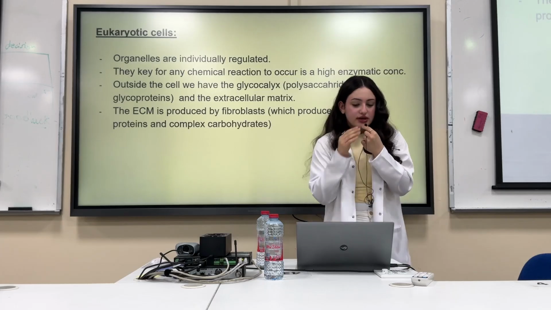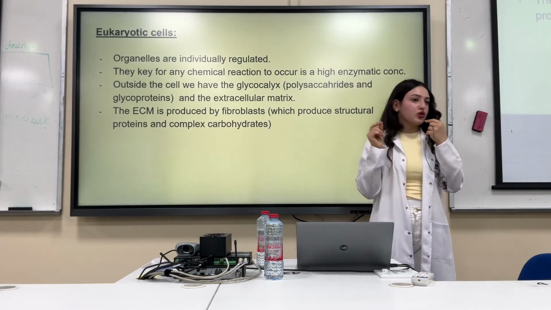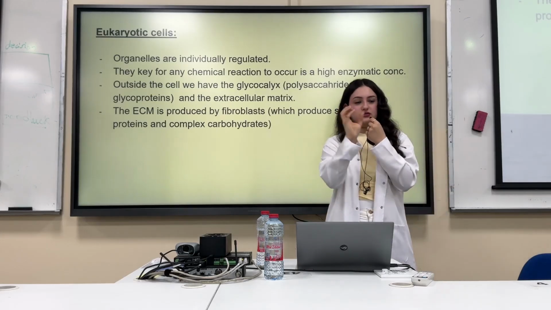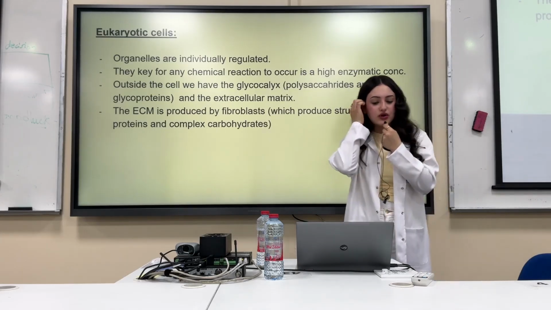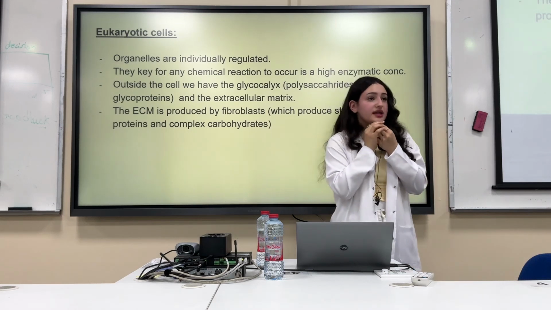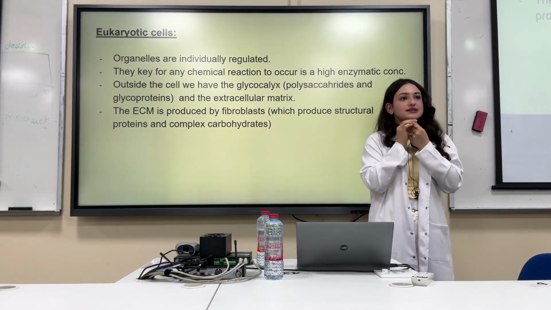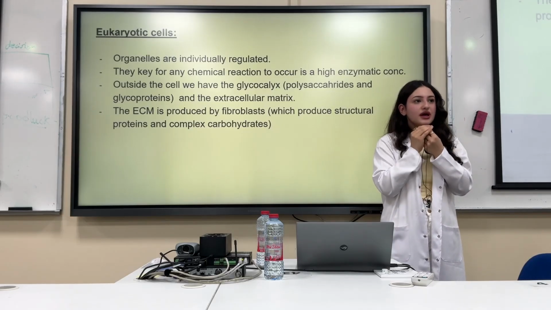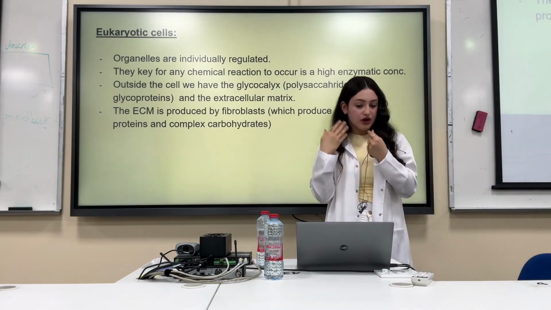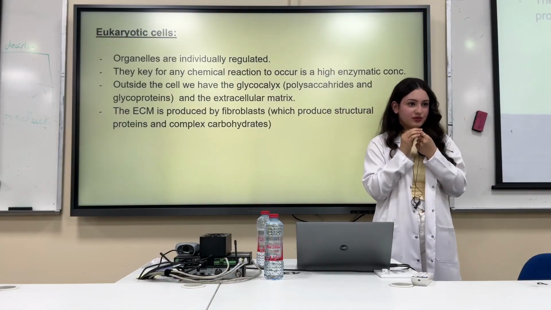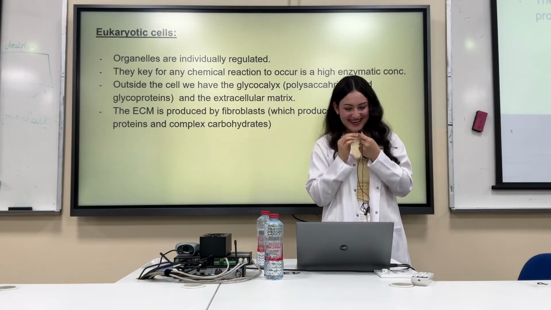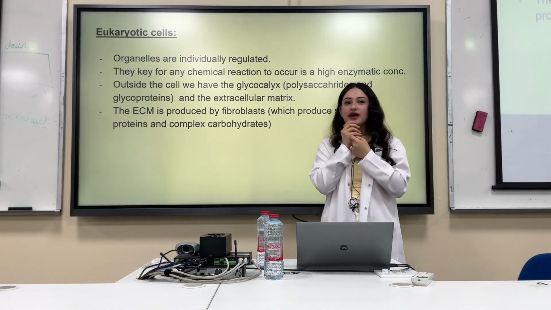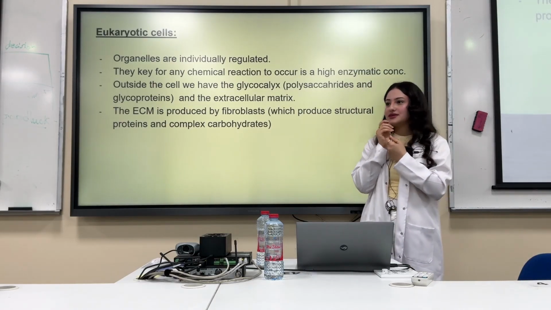Now in eukaryotic cells our organelles are individually regulated. I regulate the mitochondria on its own, and then the nucleus on its own, and everything on its own. And the key for any chemical reaction to occur is a high enzymatic concentration. If I don't have enzymes, the chemical reactions are going to proceed very slowly, and we might die. We need to be quick, so I speed up. Okay. Then, outside the cell, outside our cells. If anyone is talking, please let me explain.